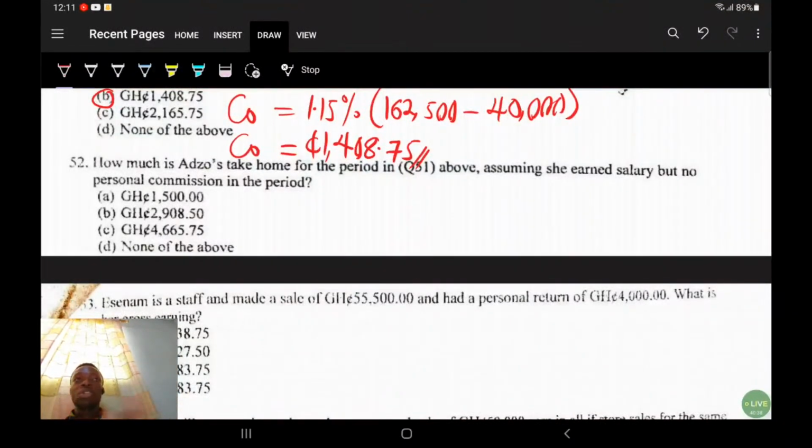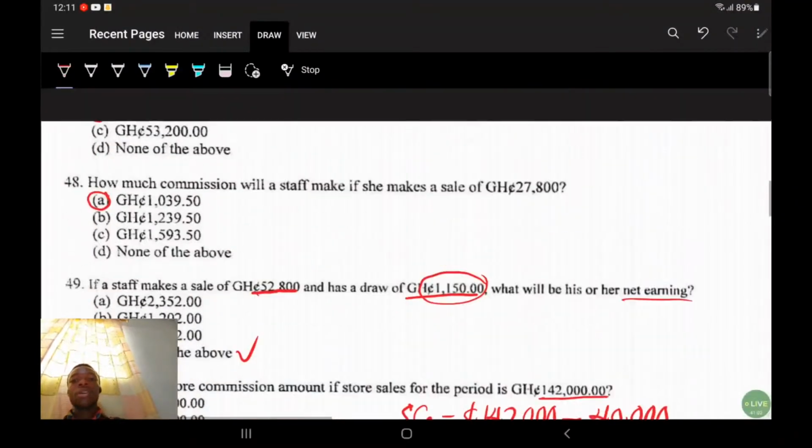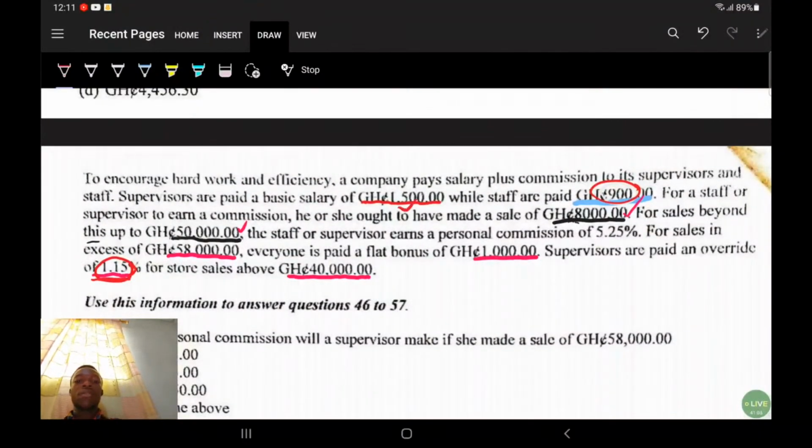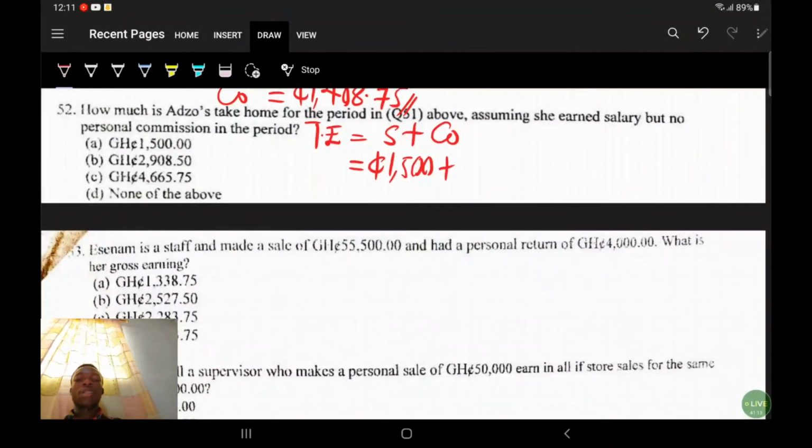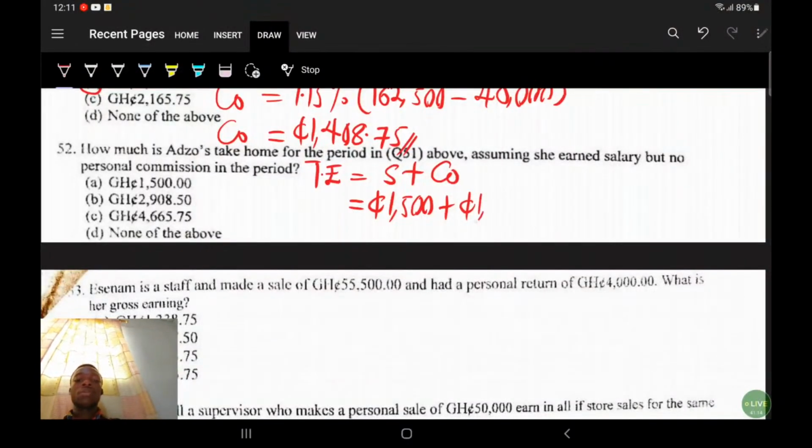Since Azul is a supervisor, his total earnings is going to be the salary that he earned plus an override commission. Is that okay? So we can define total earning for Azul as the salary that he made for the period plus the override commission. I hope that is clear. For a staff, they are paid a salary of 1,500 from here. So 1,500 plus this override commission, which should be 1,408.75. I hope that is clear.